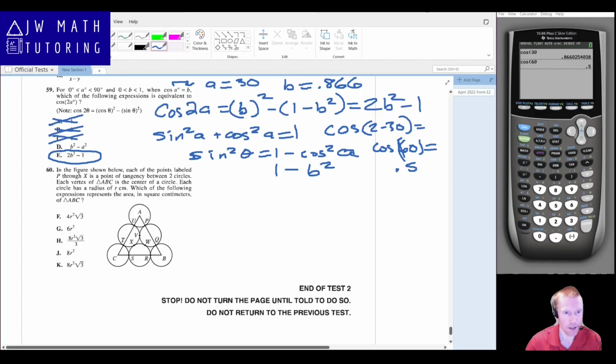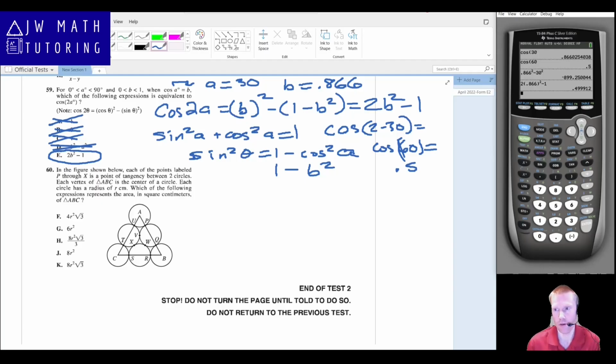Is it D? B squared minus A squared. So 0.866 squared minus 30 squared. All right, that definitely does not equal 0.5. So by process of elimination, it looks like E, but we can just double check it as well. 2 times 0.866 squared, and then minus 1. So notice because of rounding, it's not exactly 0.5, but it's close enough.